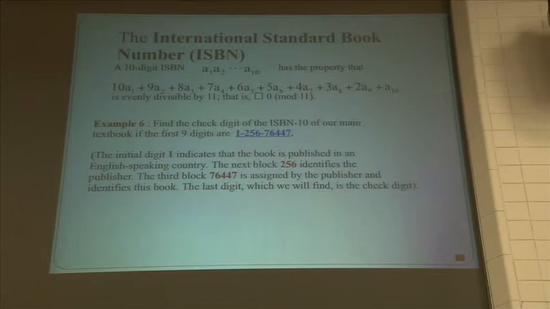Okay. So, we have 10 numbers, right? So we take each number position times the number in the ISBN, meaning this. Okay, you can look at the formula right here.